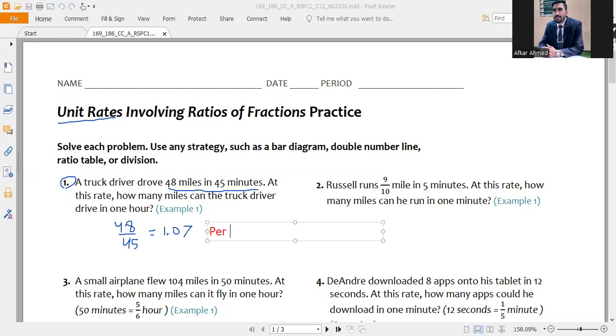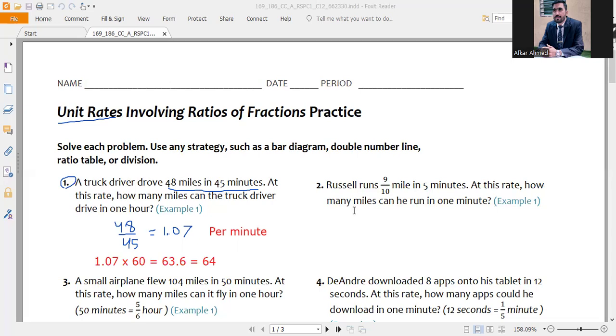So this we call the unit rate. Okay, now if the truck driver is covering 1.07 miles per minute, he's asking for 1 hour. And everybody knows that in 1 hour there are 60 minutes. So we will say that if the truck driver is covering 1.07 miles in 1 minute, for 60 minutes, that is, for 1 hour, you will just multiply it. When you multiply it, you will get 63.6, which is approximately equal to 64. Okay. So it means in 1 hour, the truck driver will cover 64 miles.